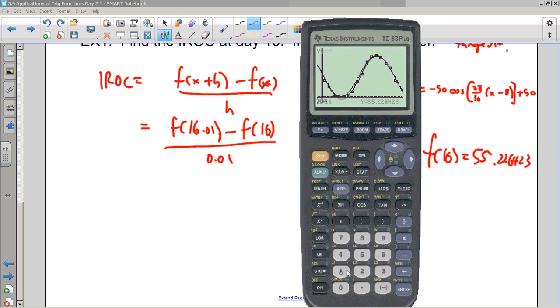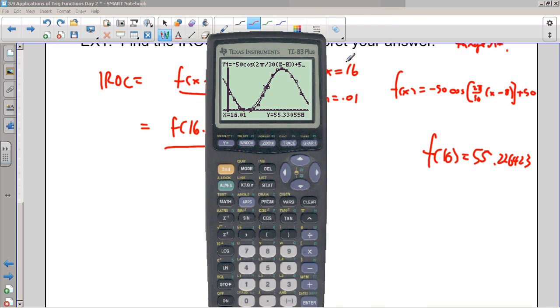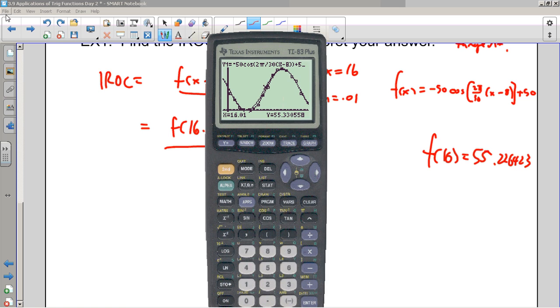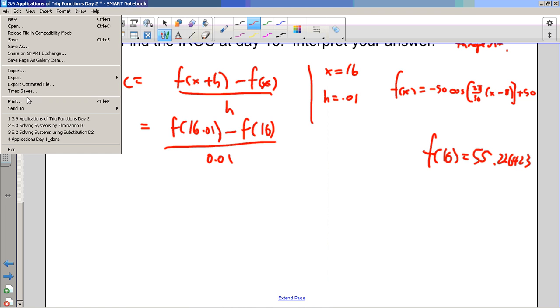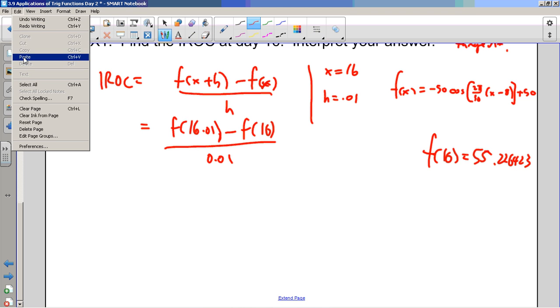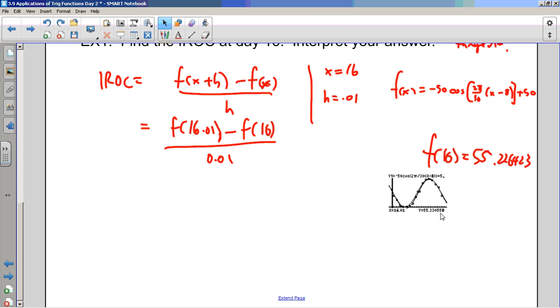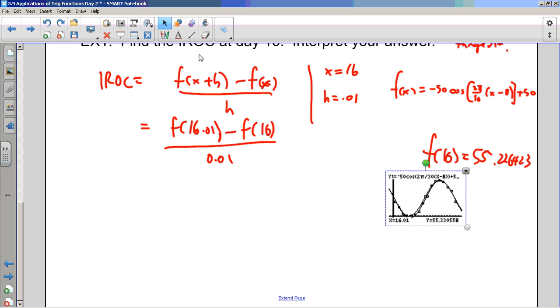And I'm going to put in 16.01. I'm going to copy that so I don't have to remember it. Edit, paste. Grab that, put her over there so I can remember. So that's f at 16.01.